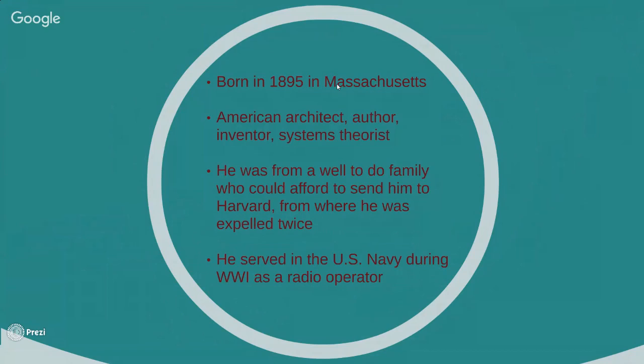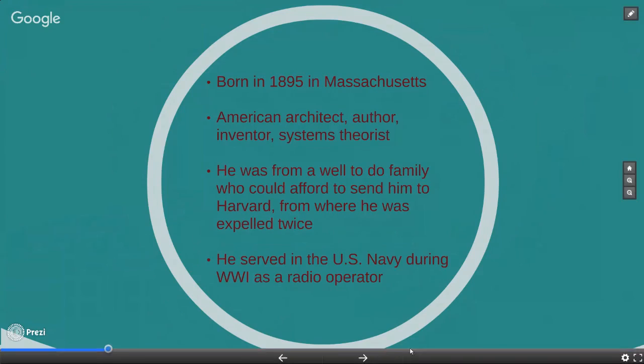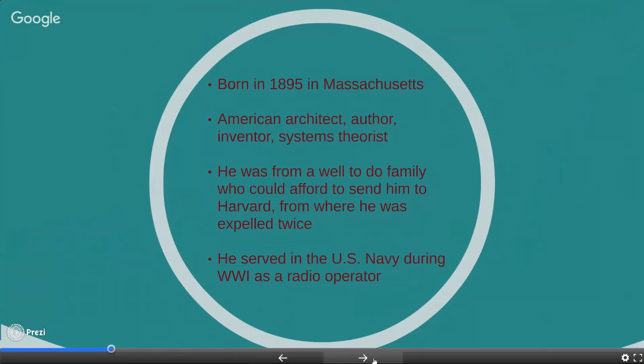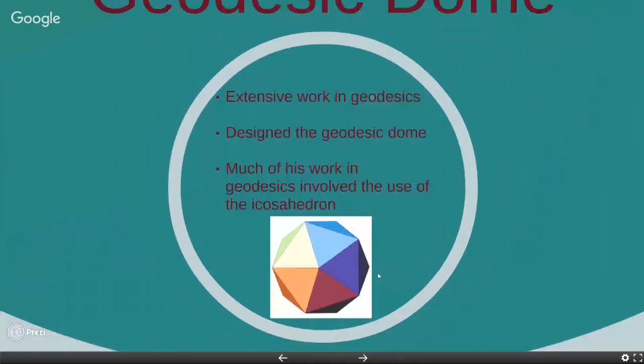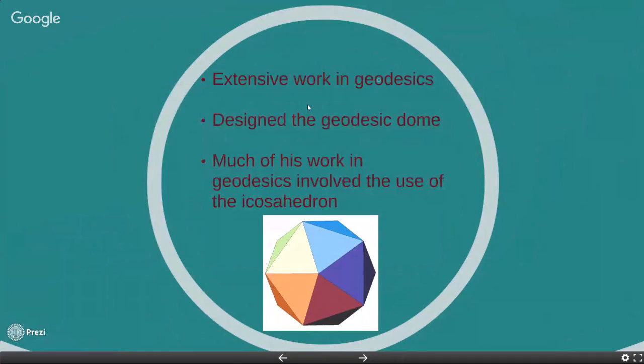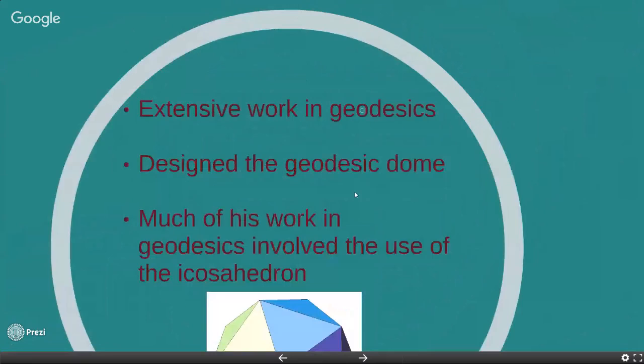So at the time, there was not a whole lot of interest in geospatial science, or especially in geodesics, which is what he was really interested in. So he really spearheaded this idea of geodesics. And this is a geodesic dome, which is something that Fuller created and built. As I said before, he did extensive work in geodesics and architecture using geodesics.